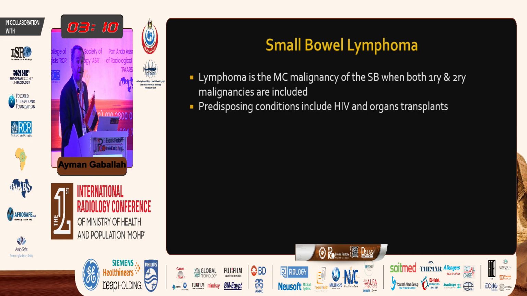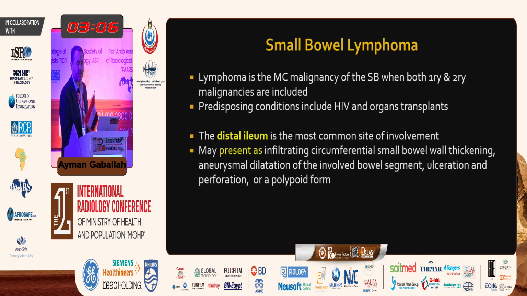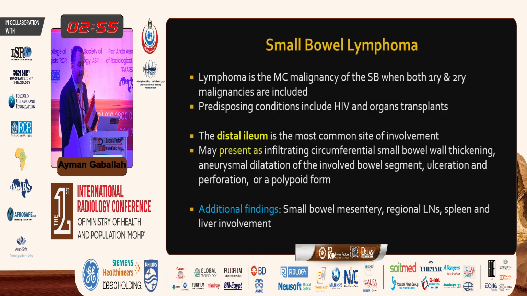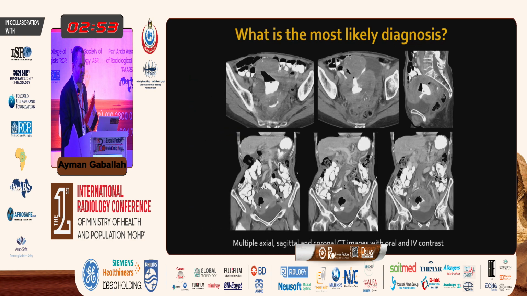And lymphoma, as you know, if we combine the primary and the secondary lymphoma, is going to be the most common bowel malignancy, if you combine both primary bowel lymphoma and the secondary bowel lymphoma. There are some predisposing conditions for bowel lymphoma, but opposite to adenocarcinoma, the distal small bowel is more commonly affected in these cases. And additional findings for sure are going to be lymphadenopathy and hepatosplenomegaly, or some lesions also in the liver and the spleen.